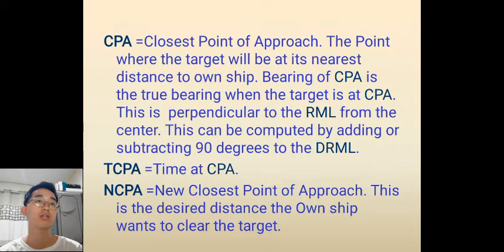CPA, or closest point of approach, is the point where the target will be at its nearest distance to own ship. Bearing of CPA is the true bearing when the target is at CPA. This is perpendicular to the RML from the center. This can be computed by adding or subtracting 90 degrees to the DRML. TCPA is the time at CPA. NCPA is the new closest point of approach. This is the desired distance the own ship wants to clear the target.